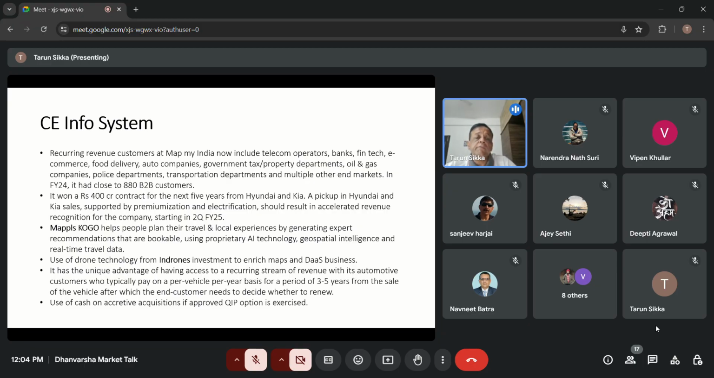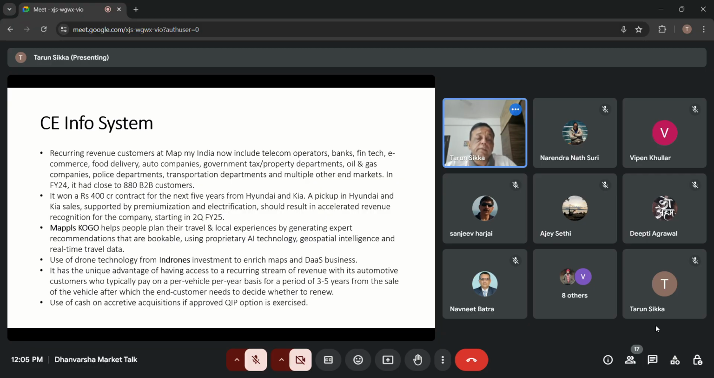It has a unique advantage of having access to a recurring stream of revenue within its automotive customers, who typically pay on a per vehicle per year basis for a period of 3 to 5 years from the sale of the vehicle, after which the end customer needs to decide whether to renew. So they get money every year, so the revenue is recurring.